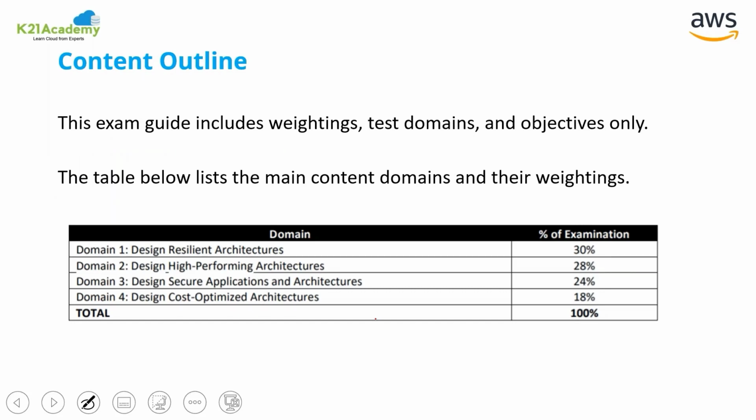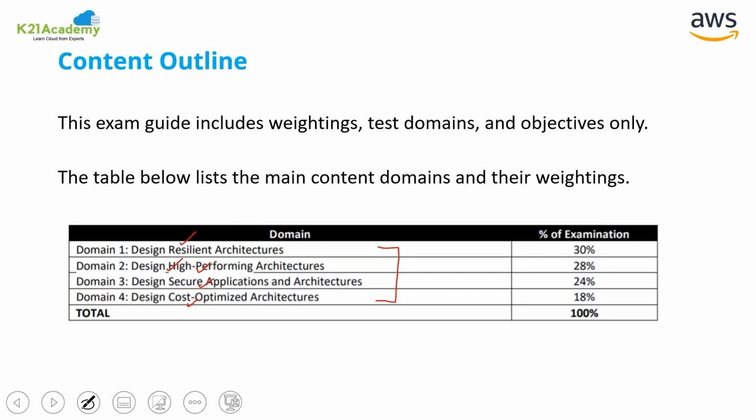The exam will have these four domains. If you see the names of the domains, they are actually the Well-Architected Framework pillars: resilient, high performance, secure, and cost optimized architecture. So these are the four. Actually, high performance covers two pillars, so it is actually the five pillars that we discussed yesterday. So these are the five domains from which you will get your exam.